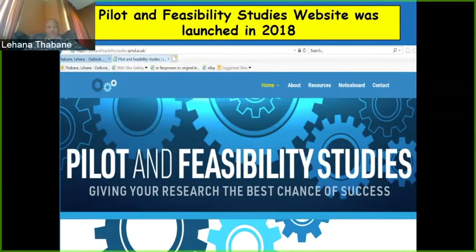We are also seeing people now publishing protocols for these feasibility studies, and we are working on how to guide the reporting of such protocols in the literature as well, as a way to tell people really how to best design their studies and so on.